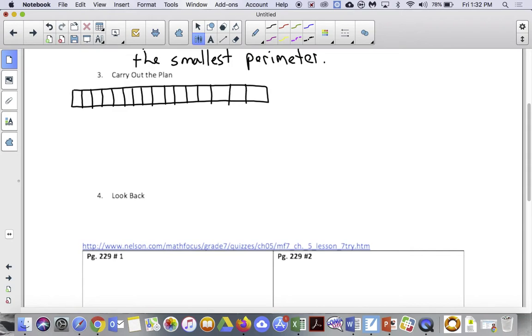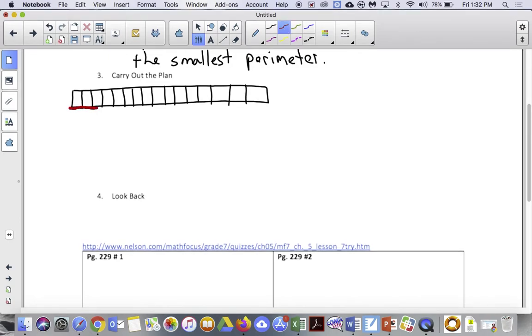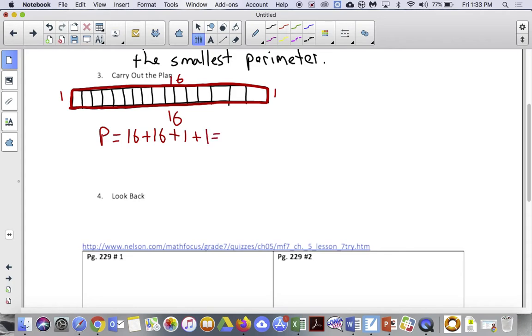Now remember, the perimeter or the cord is going to be wrapped around the outside. So if it's wrapped around the outside, that is perimeter. So I need 16, 16, 1, and 1. So that perimeter is going to be 16 plus 16 plus 1 plus 1, which is going to be 34 in total. Okay, not bad, but it's the only option we have. So we should try others to make sure.